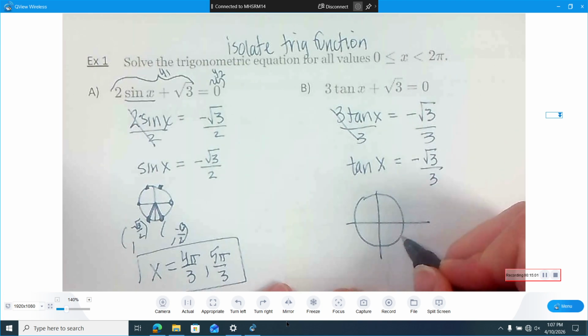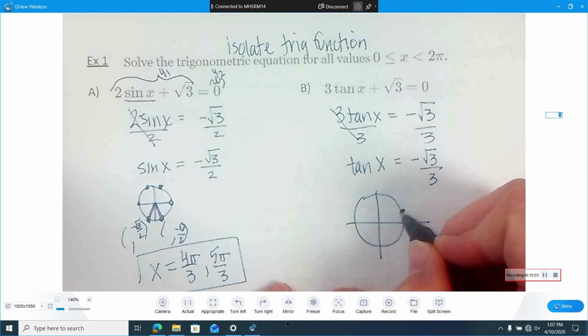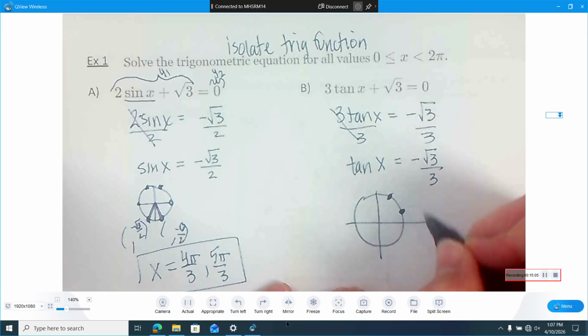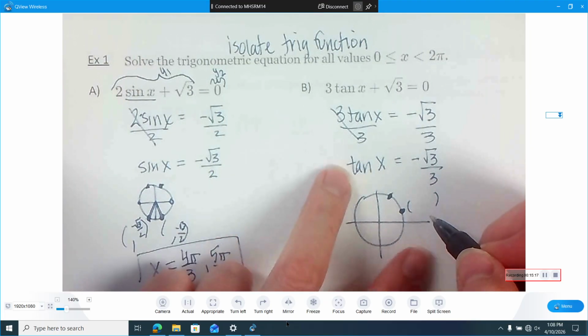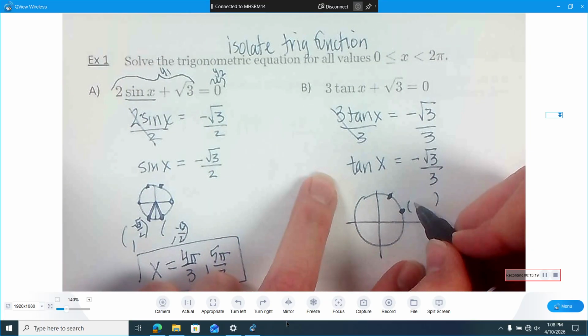Negative. I'm going to look at my first quadrant here. I know, yeah, it's, what did you say? Can't be in the first or the third. True. Yeah, it does have to be in quadrants 2 or 4, but I'm just checking my ordered pairs here.